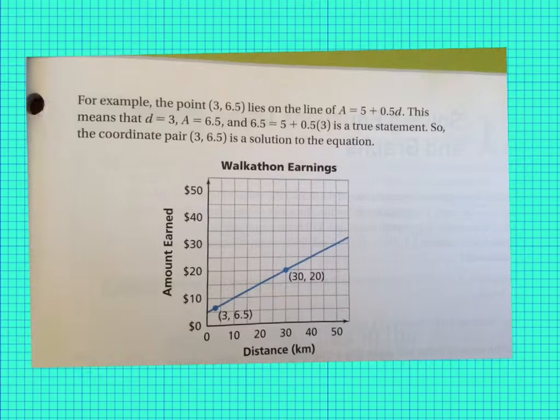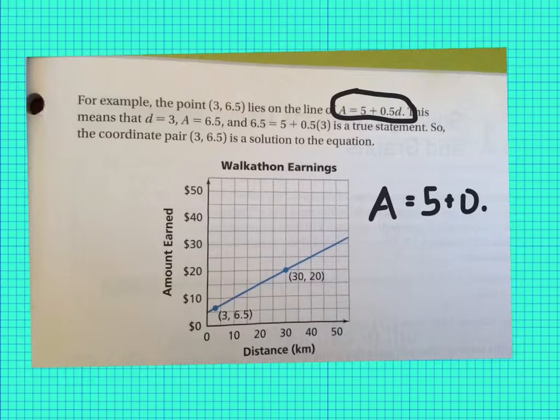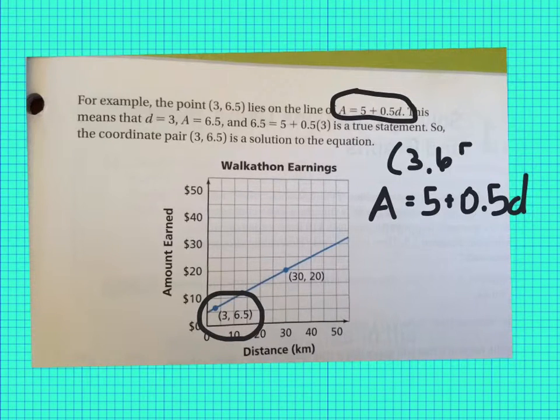For example, if we look at the equation A equals 5 plus 50 cents per kilometer, we can see the line shown in the graph that is formed by graphing this equation, and we know we can make a rate table. But suppose we want to use the equation to figure out if (3, 6.5) is a solution to the equation.